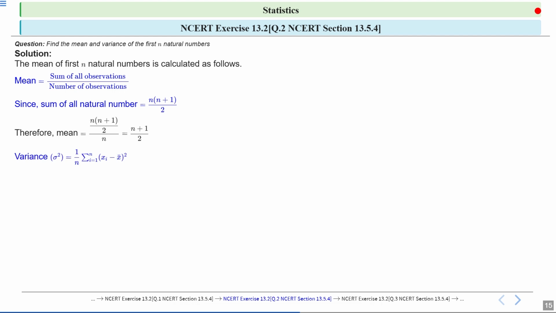Now let's move on to the variance. The variance, written as sigma squared, is equal to 1 divided by n times the sum of (xi minus x bar) whole squared, from i equal to 1 to n. Now let's substitute the value of the mean x bar. We get variance equal to 1 divided by n times the sum from i equal to 1 to n of (xi minus (n plus 1) by 2) whole squared. So this means we subtract the mean from each number, square the result, add them up, and then divide by n.